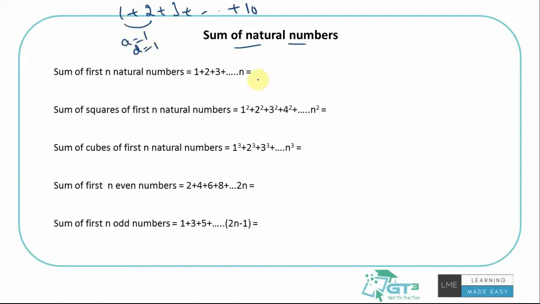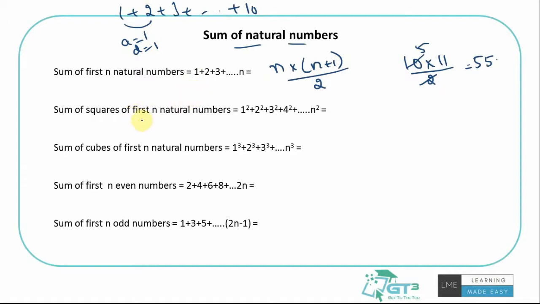There is a simple formula which you can directly remember and keep using again and again. n into n plus 1 by 2 is the sum of the first n natural numbers. For the first 10 numbers, it is 10 into 10 plus 1, which is 11, by 2. 2 5s are there, so it is 55.